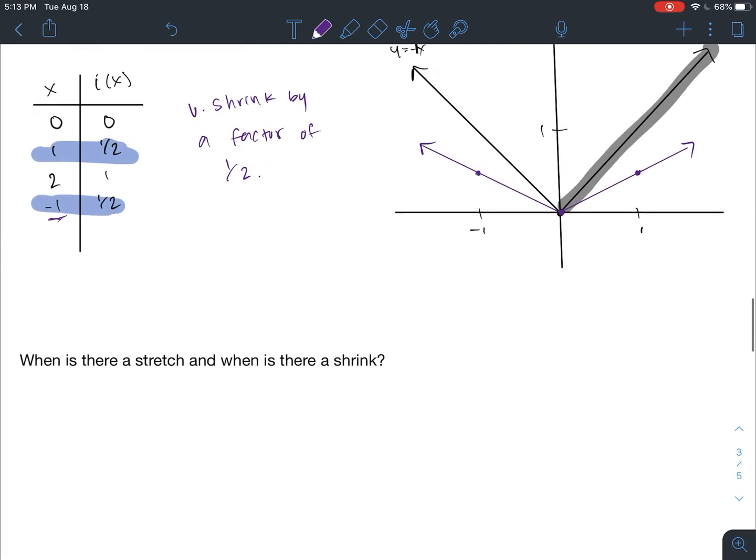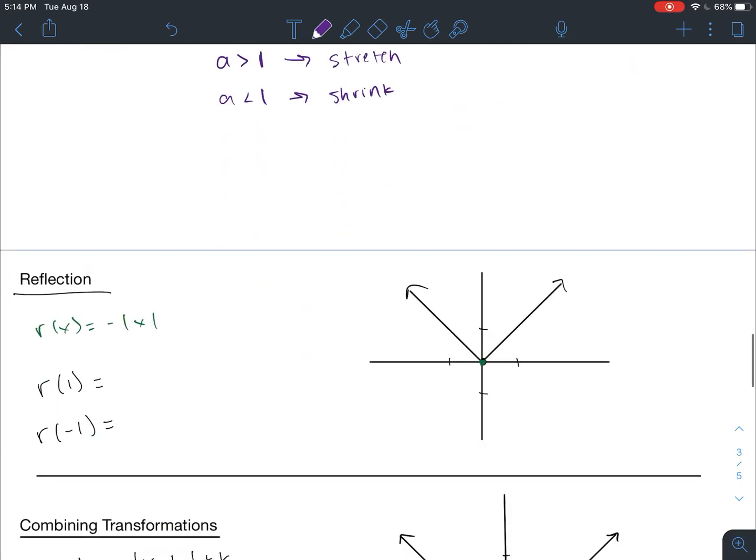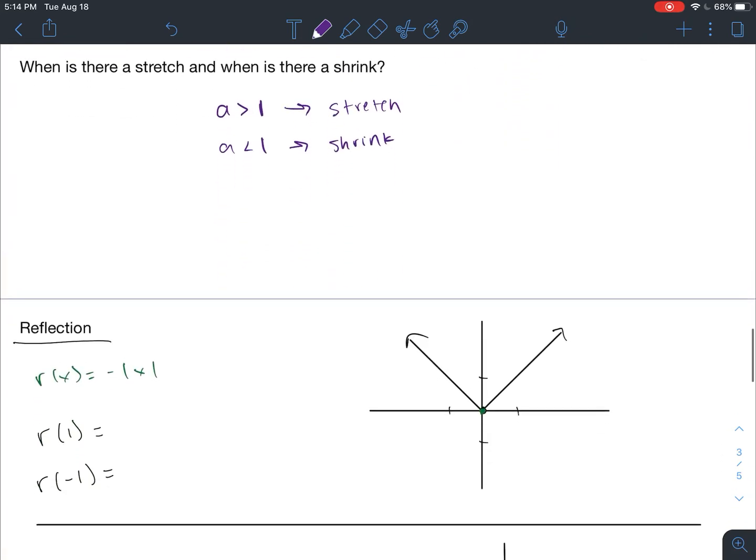And so when is there a stretch and when is there a shrink? When a is greater than 0, you're going to have a stretch. When a, I said that wrong. When a is greater than 1. But when a is less than 1, you're going to have a shrink. So that covers our stretches and our shrinks.